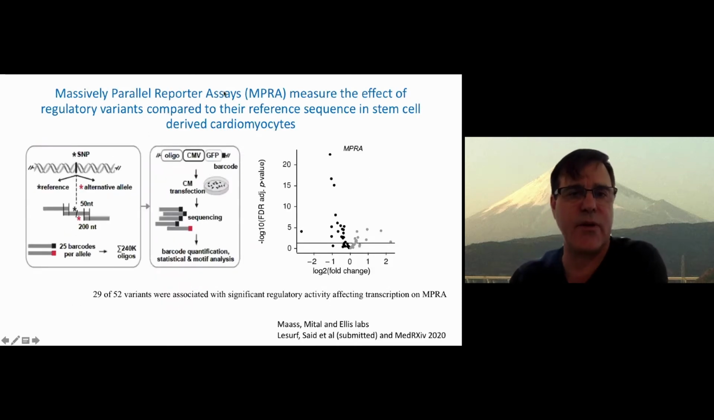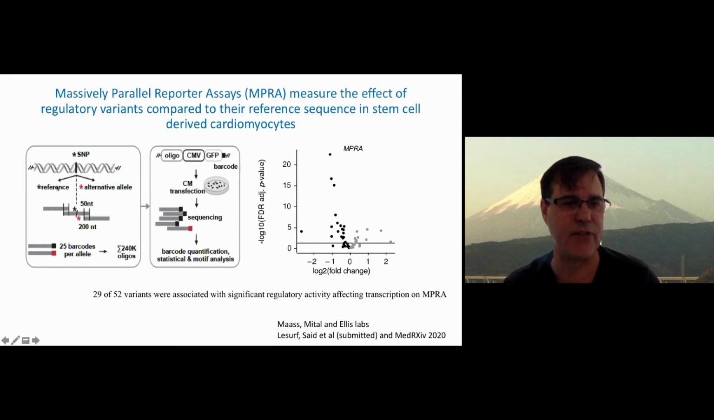Another thing that you can do is something called massively parallel reporter assays, or MPRA, to measure the effect of regulatory variants compared to the reference sequence, again in the stem cell derived cardiomyocytes, but doing many genes all at once. And the way this process works is you take the regulatory variant and its normal sequence for comparison. You introduce these small DNA sequences into this particular construct here in this location. And what you're looking to see is, does the alternative allele, the regulatory variant, reduce expression of this?